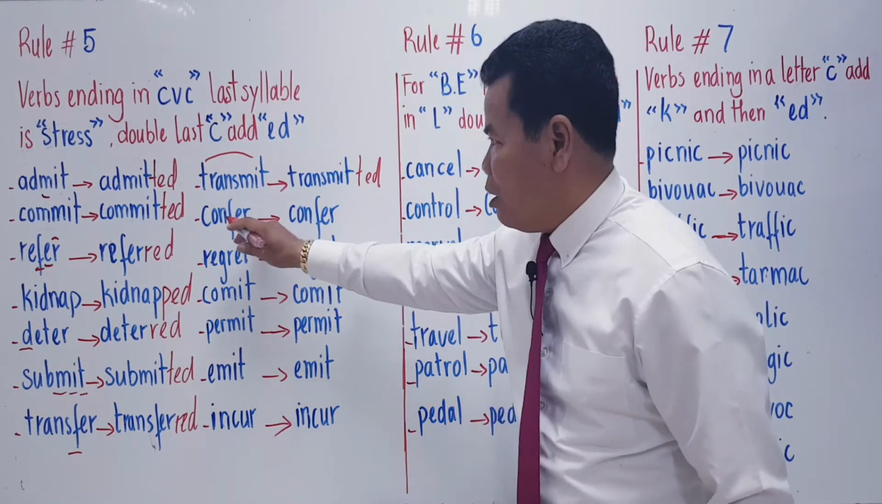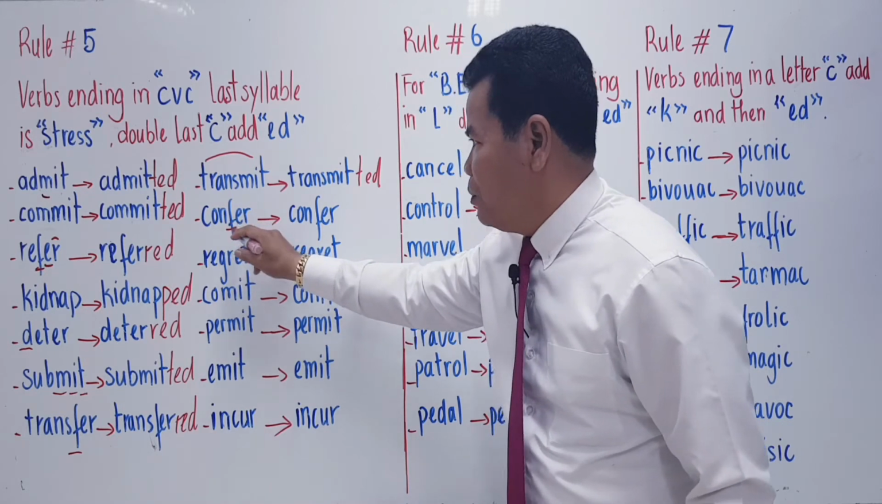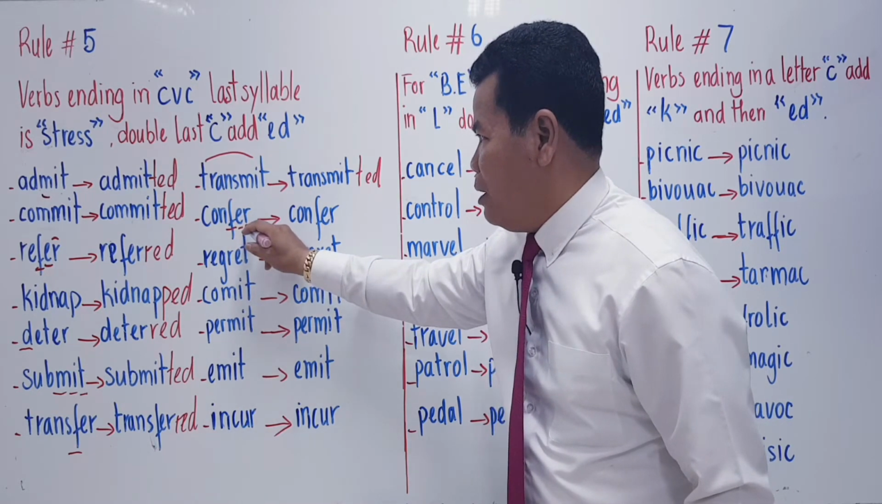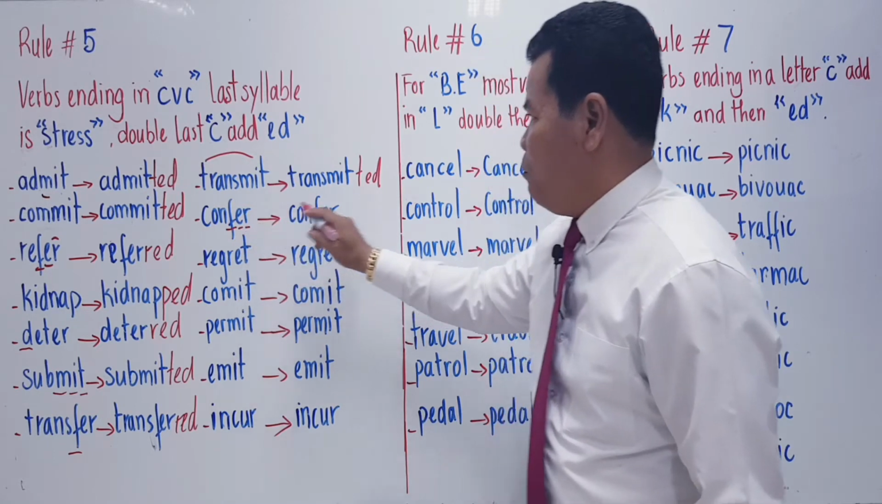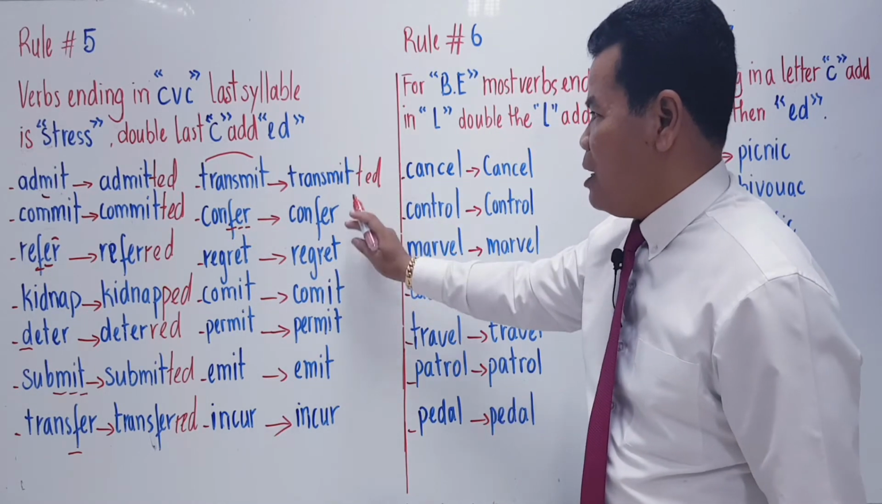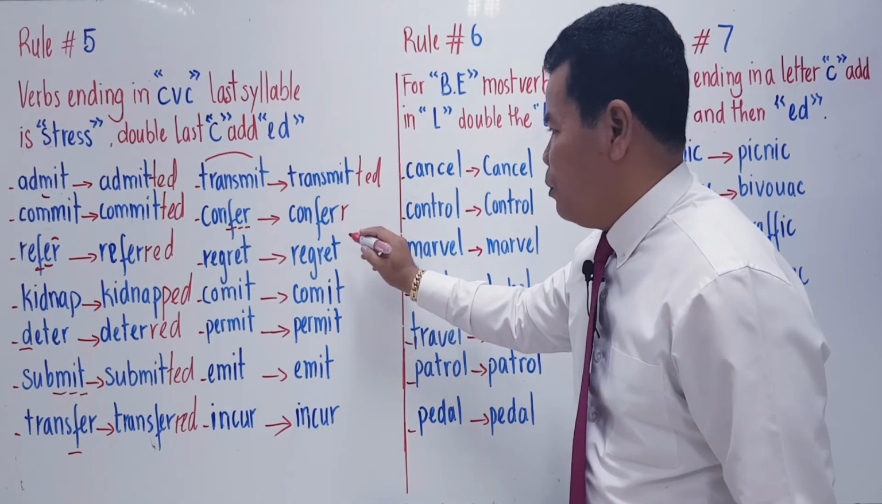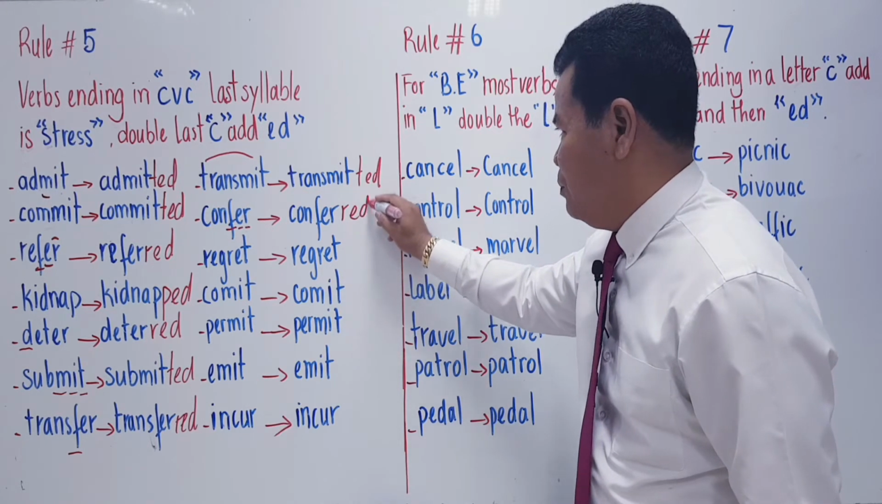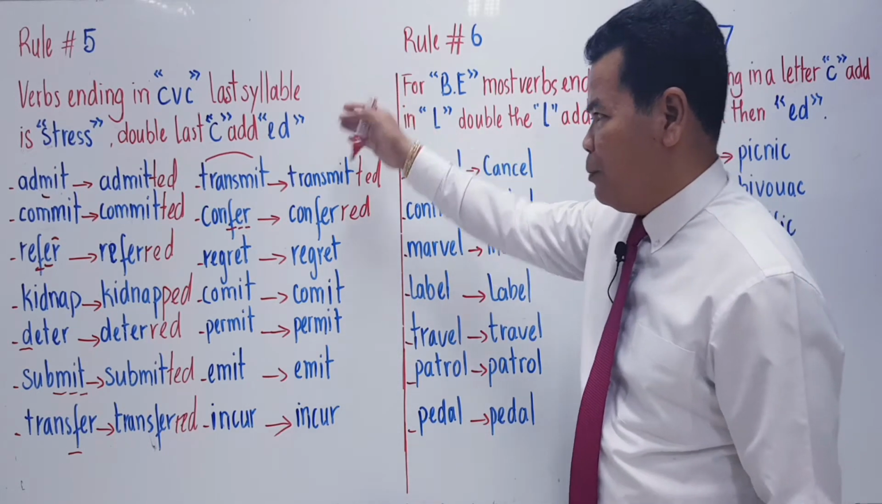Confer. Okay, confer. F is a consonant, E is a vowel, R is a consonant. So before adding ed, as I normally said, we have to double one more R and then ed. Try to follow the rule, right?